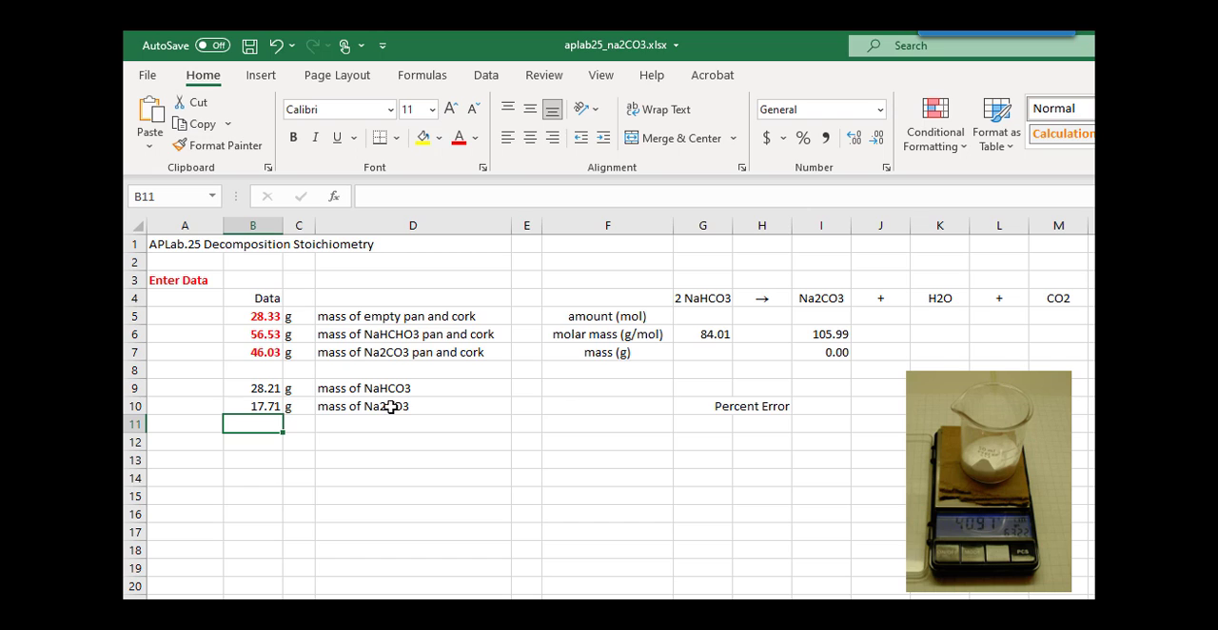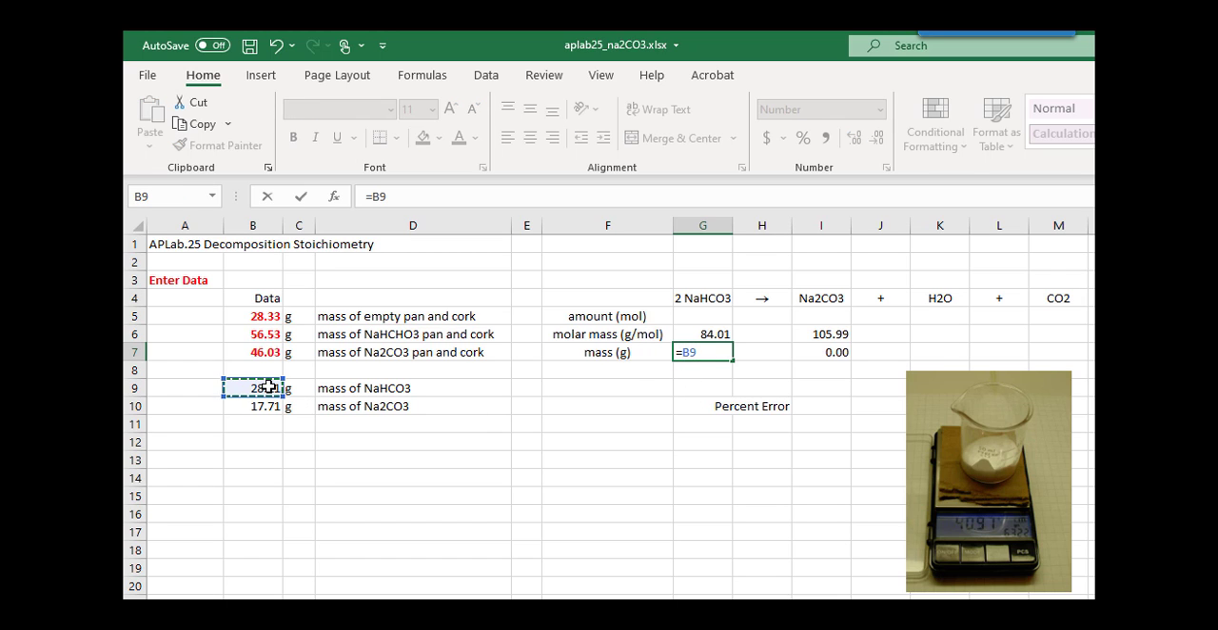Now here I've got the equation set up where two sodium hydrogen carbonates produce one sodium carbonate, and water that escaped as steam and carbon dioxide that escaped as gas. And I want to know the moles of these to figure out what's going on, but I've got to start with the mass in grams, so I'll just put down equals, what I calculated over here. I'm not going to redo the subtraction, and there it is, the 28.21 grams.